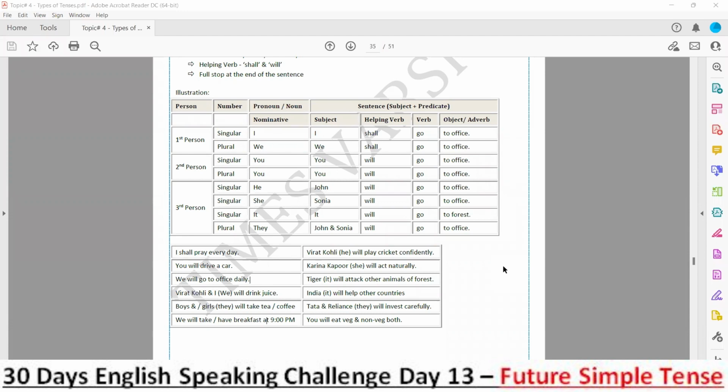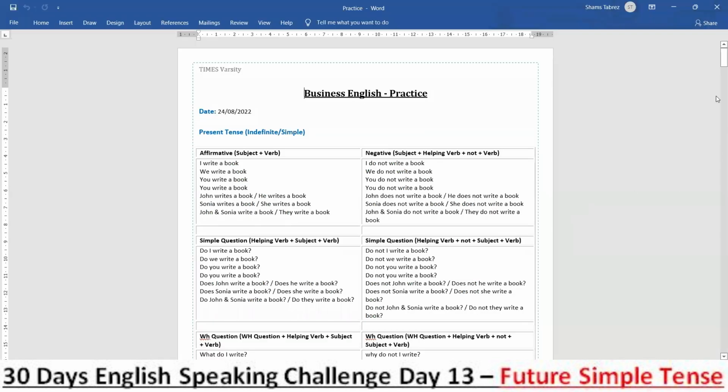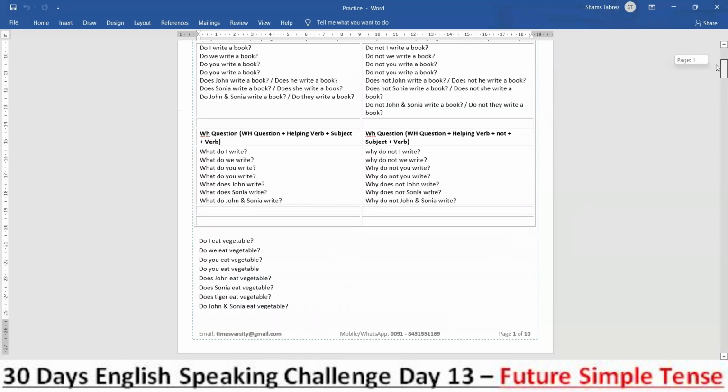Yes. Tata and Reliance will invest carefully. Tata and Reliance केयरफुली इन्वेस्ट करेंगे. You will eat veg and non-veg both. आप वेज और नॉन वेज दोनों खाओगे. खाएंगे. हाँ सर. Right.